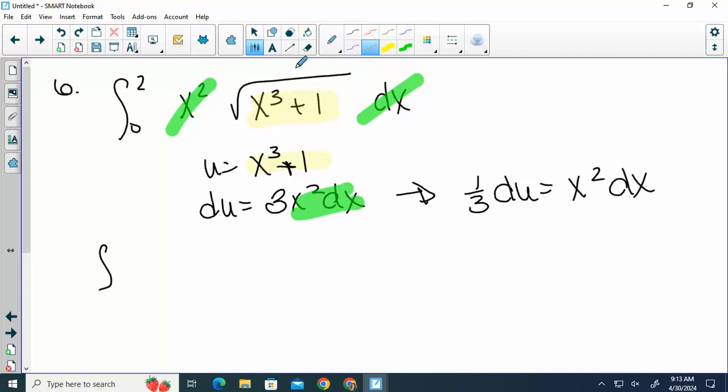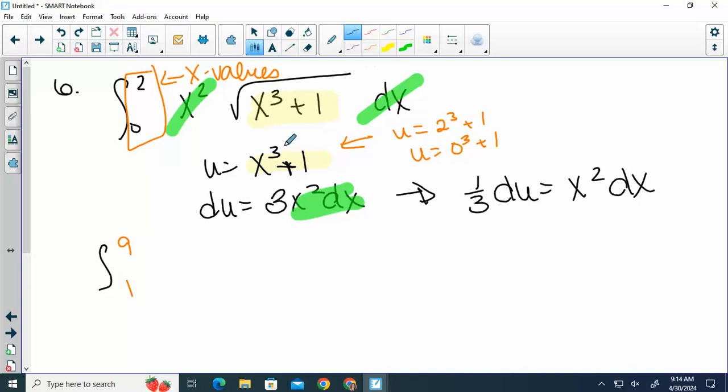Okay, so if we want to integrate, remember, these are x values. If we want to change them, we have to put those into our u formula. So u is x cubed plus 1. 2 to the 3rd plus 1 will give me a 9. If I put in a 0, 0 cubed plus 1 is 1. So we're going to integrate from 1 to 9. We have a square root of u, or I'll write that as u to the 1/2. And the x squared dx gets replaced with my 1/3 du.